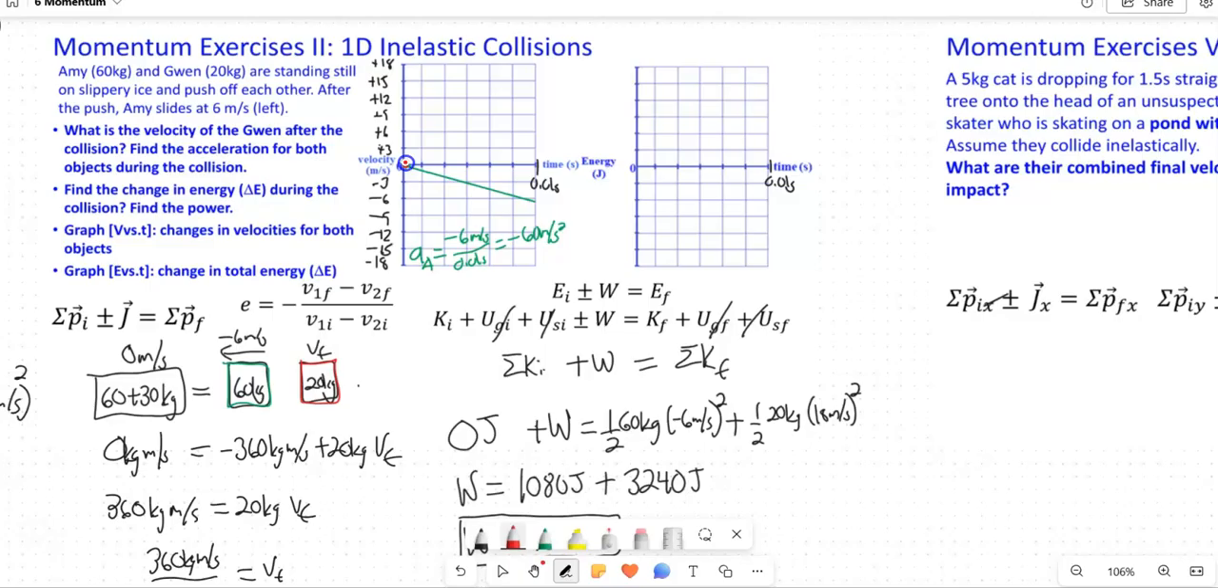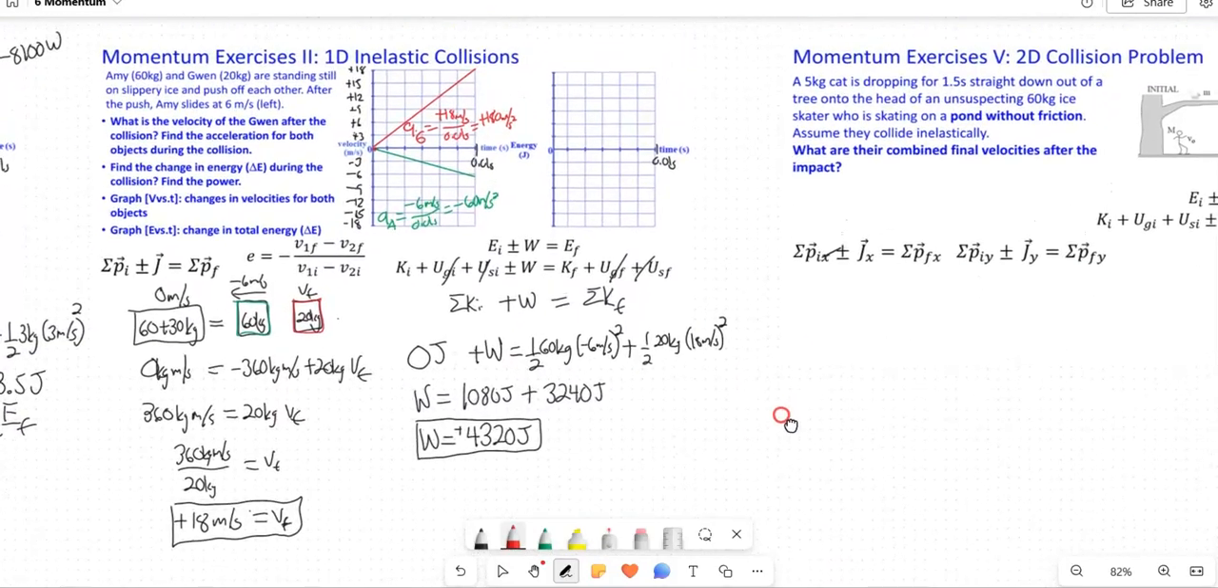Gwen starts off not moving, and then she's moving at positive 18 meters per second. So the slope of this line for Gwen is going to be positive 18 meters per second divided by 0.01 seconds, which is a positive 180 meters per second squared. Okay.